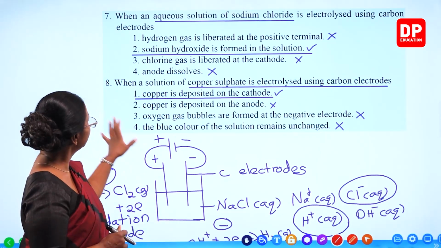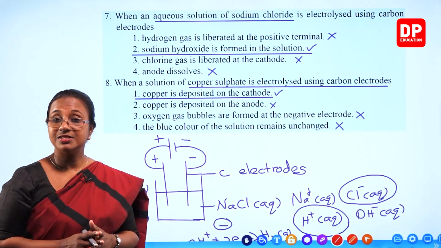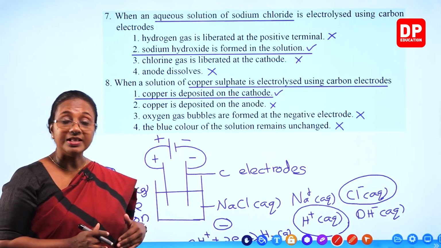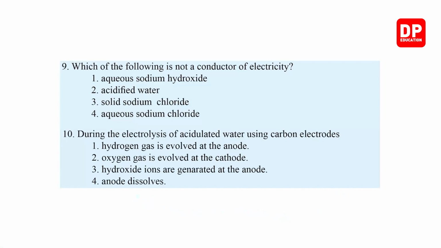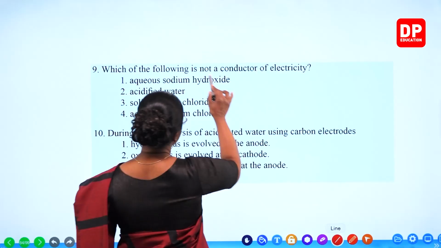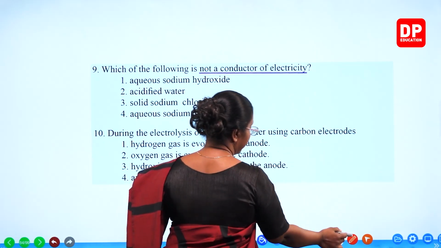So I'm sure students, you all were also able to answer these questions correctly. With that, I'm going to move on to the next question. So then, question number 9. So here also you can see which of the following is not a conductor of electricity. So, not a conductor of electricity.